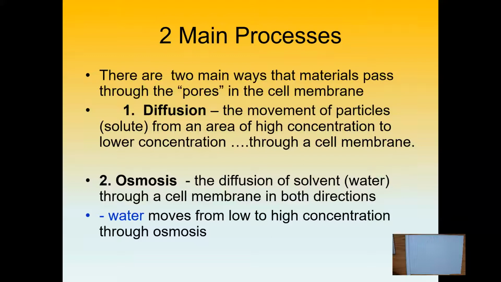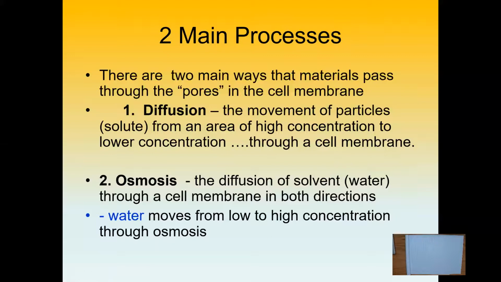Now, diffusion is the movement of particles from an area of high concentration to an area of lower concentration through a cell membrane. Okay, so diffusion happens all the time, but for our purposes, since we're talking about cell anatomy, we're talking about how particles pass from an area of high concentration to an area of low concentration through a cell membrane. Okay, that's diffusion.